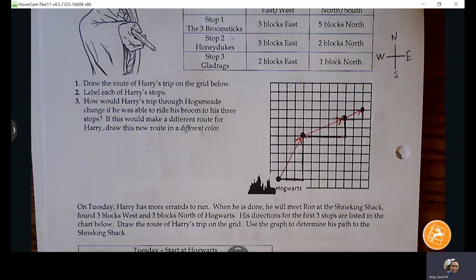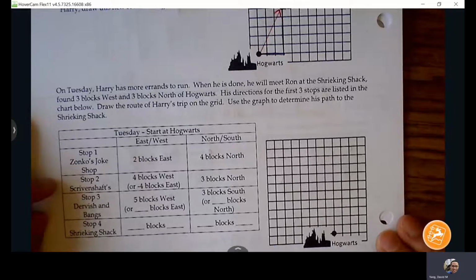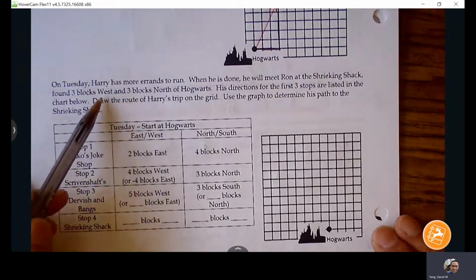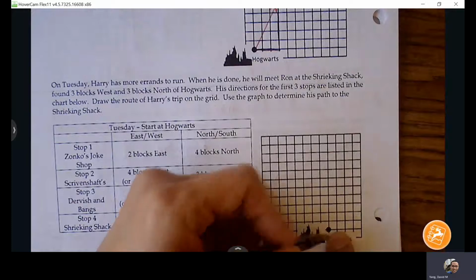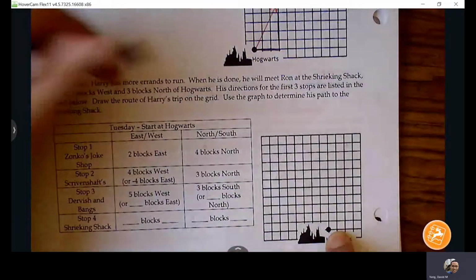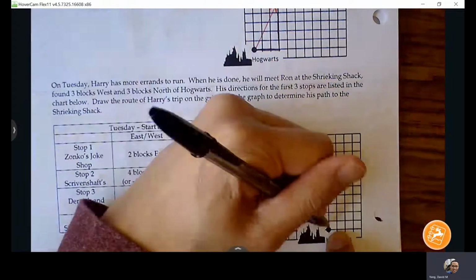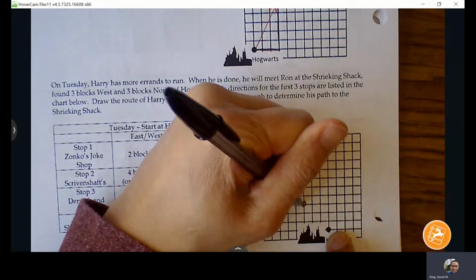On Tuesday, Harry has more errands to run. When he is done, he will meet Ron at the Shrieking Shack, found 3 blocks west and 3 blocks north of Hogwarts. So we know where it's going to end up. It's going to end up 3 blocks west, so 3 blocks north. 1, 2, 3. Okay, so this is the final destination.